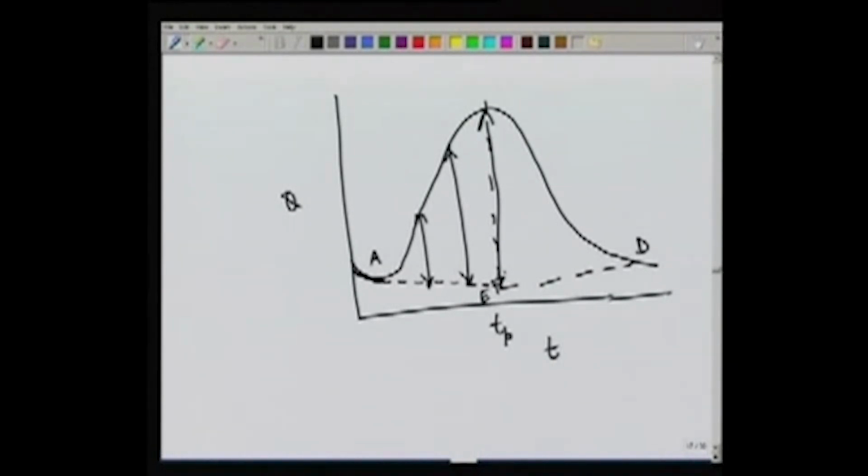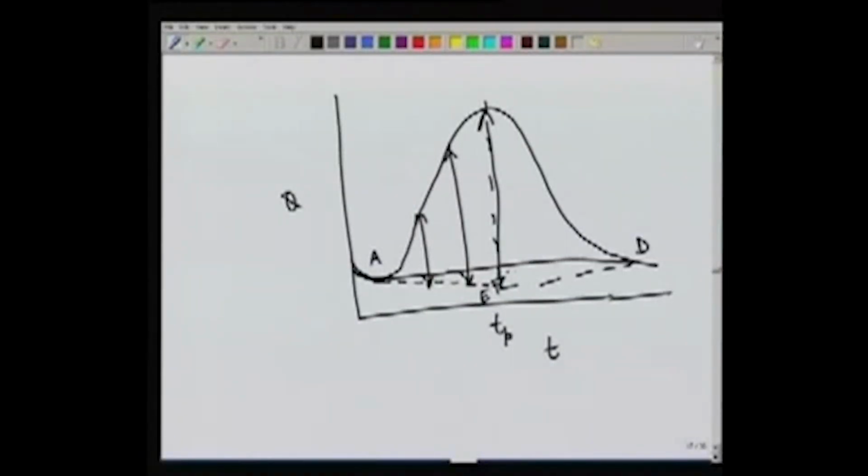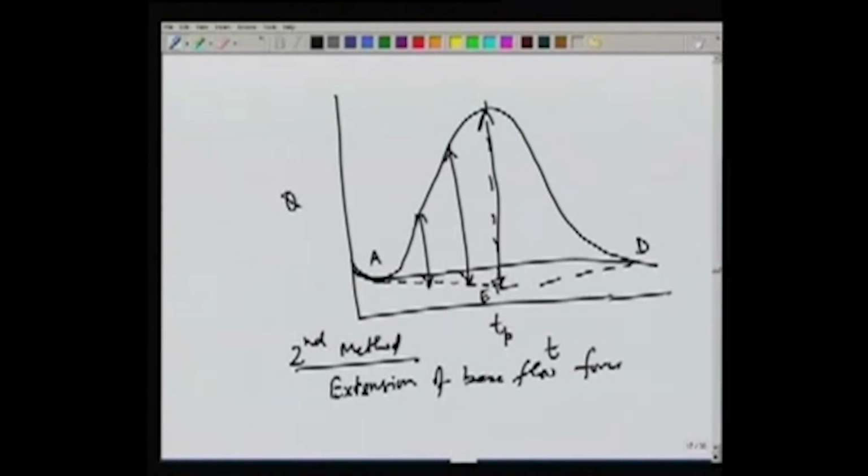So you can see that compared to the previous straight line method, which used to join A and D, this method typically gives a higher peak. So in this, what we have done is extension of base flow forward from A. So this is method 2, in which we extend the base flow forward. So from A we have extended it till the peak and then joined E and D with a straight line.